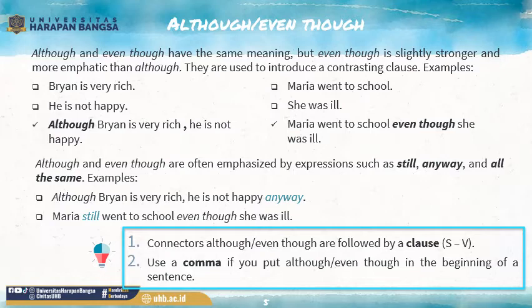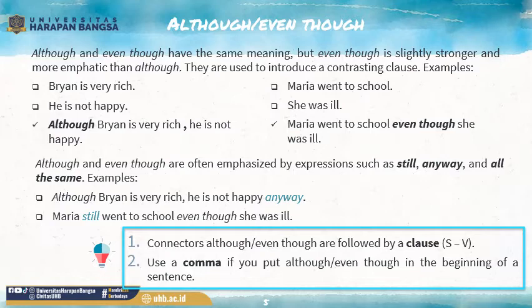Jadi konektor although atau even though selalu diikuti dengan sebuah klausa. Ketika kita menggunakan klausa, maka kita punya subject dan verb. Kita lihat contohnya ya. Pada contoh yang pertama, although Brian is very rich, he is not happy.